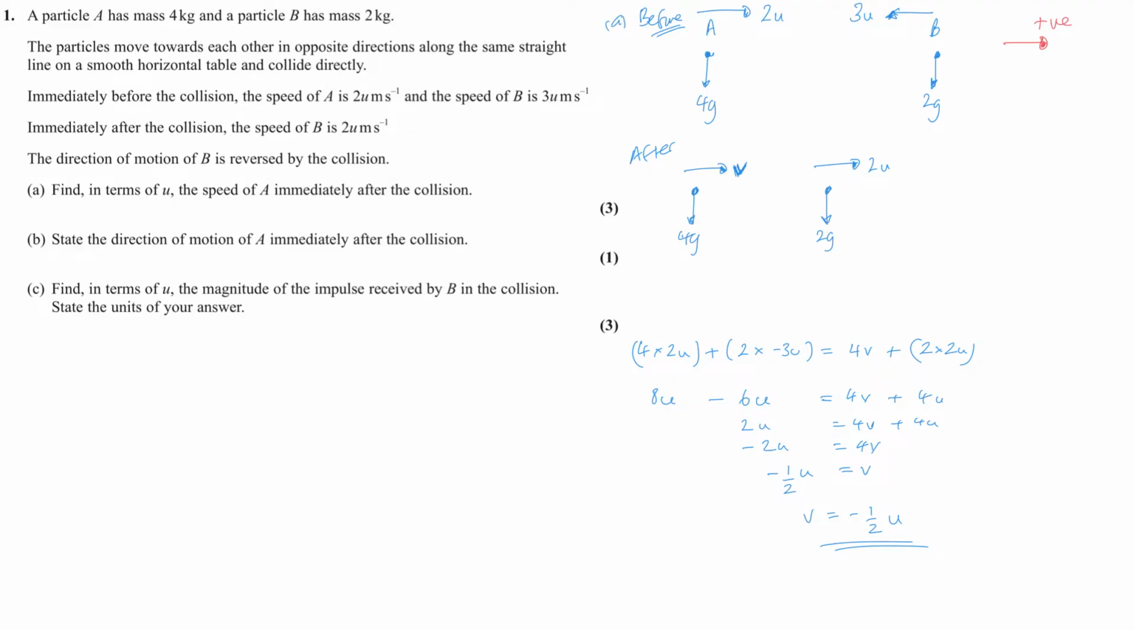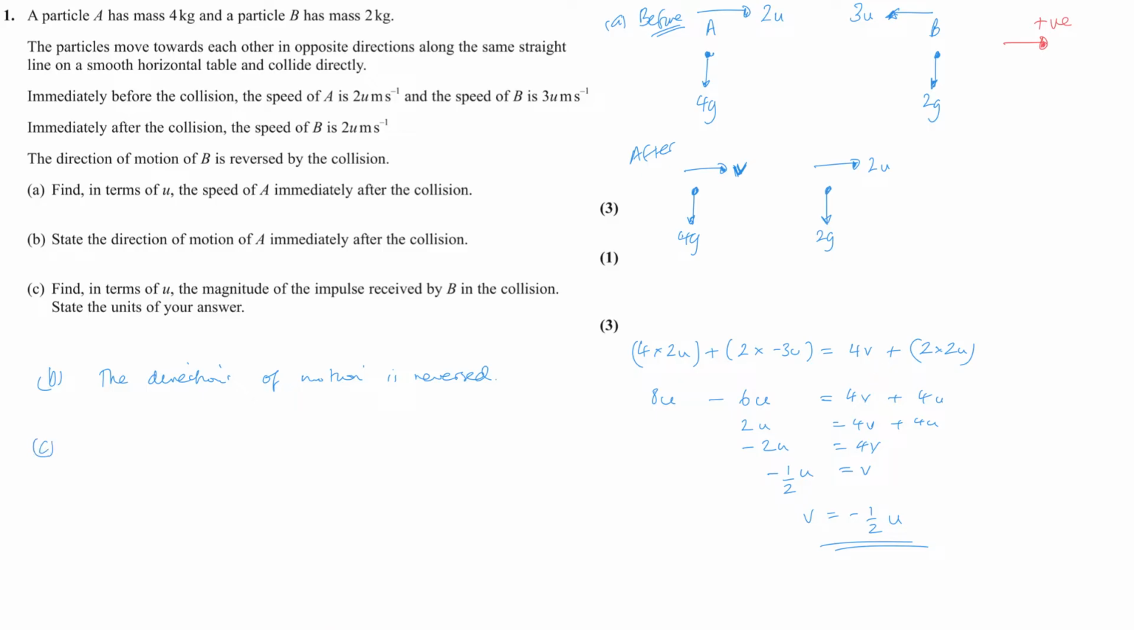Okay, I've actually just answered B. State the direction of motion. So the direction of motion is reversed. Okay, that should be sufficient. In fact, in this case, if you said left, considering your diagram is showing the direction that you're going, then that should be acceptable as well.